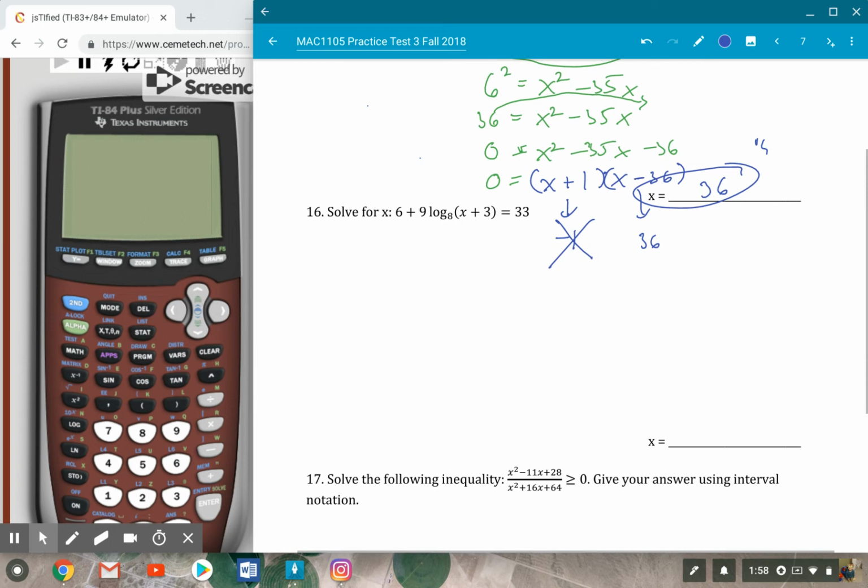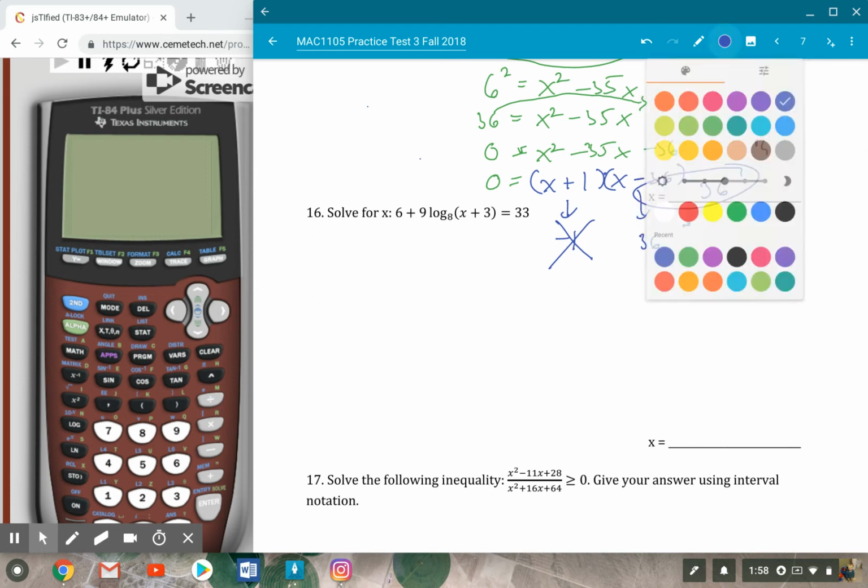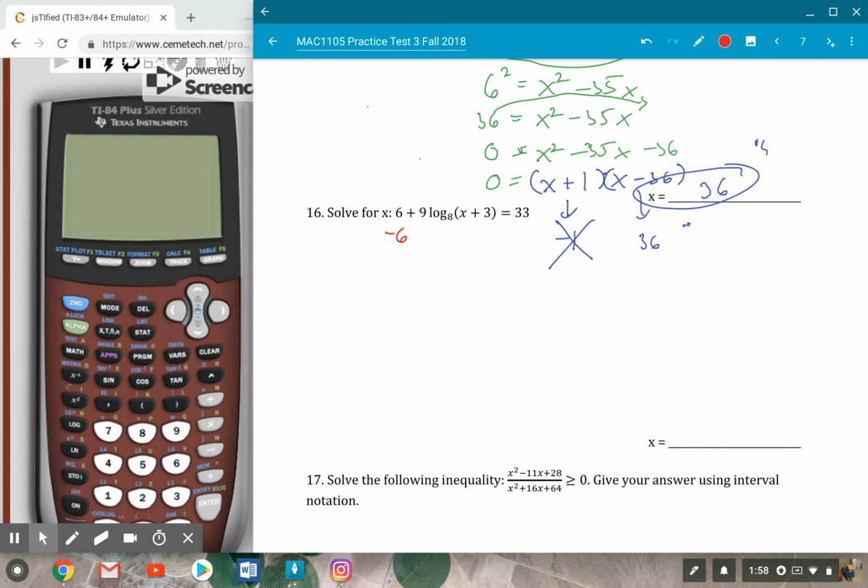Same thing applies to number 16. Here I've got 6 plus 9 log base 8 of x plus 3 equals 33. I want to solve this for x. So I'll start with your typical algebraic problem. I'll take away 6 on both sides. So I get 9 log base 8 of x plus 3 is equal to 27. I can divide both sides by 9.